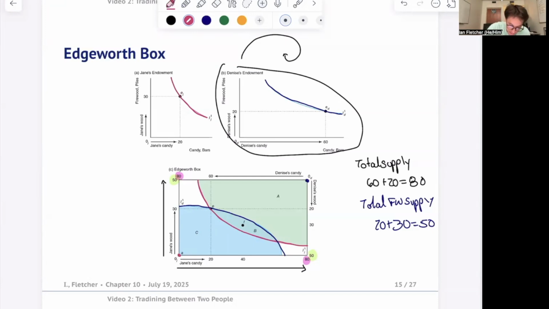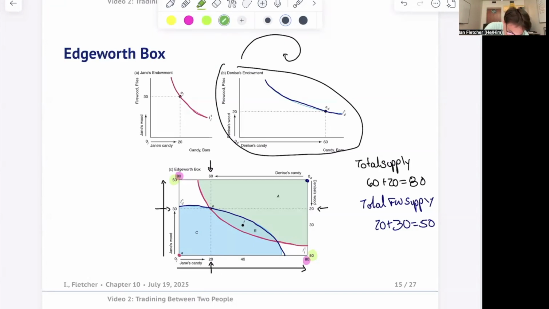If we notice, this combination here, this first E, is the current combination that we have. Jane has 20 candy, Denise has 60, Jane has 30 bundles of firewood, Denise has 20. So A would be this area of improvement that Jane would be able to expand into, because her initial indifference curve is setting the lower bound. For Pareto improvements, she can't be worse off, so she can't regress closer to her origin. Similarly with Denise, B is her expansion path, and she would want to improve in that direction.